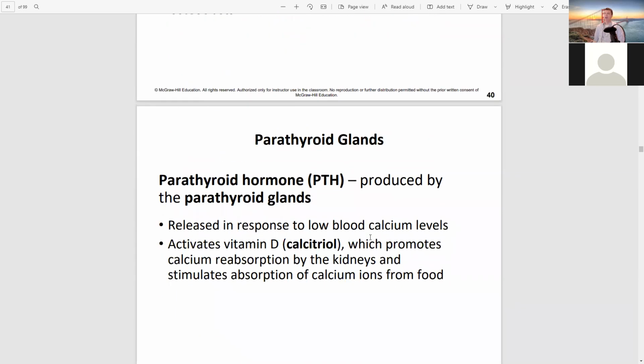So parathyroid hormone, PTH, is produced by the parathyroid glands, and this is released in response to low blood calcium levels and activates vitamin D, which promotes calcium reabsorption by the kidneys and stimulates absorption of calcium ions from food.